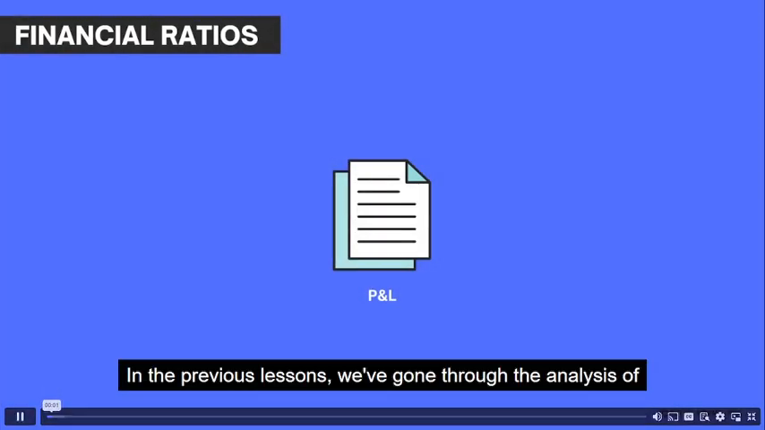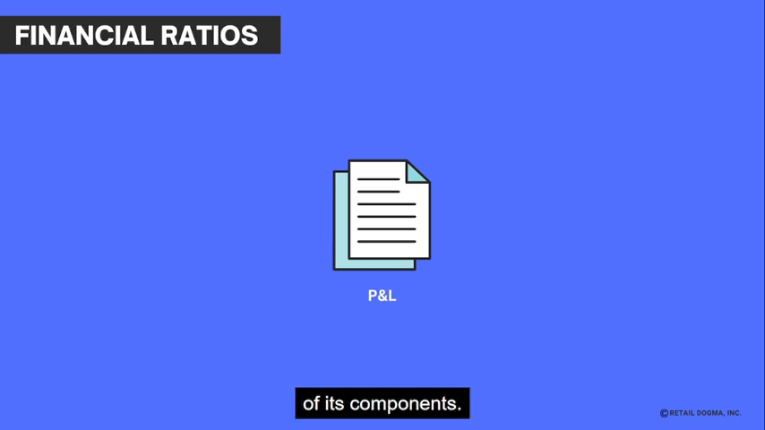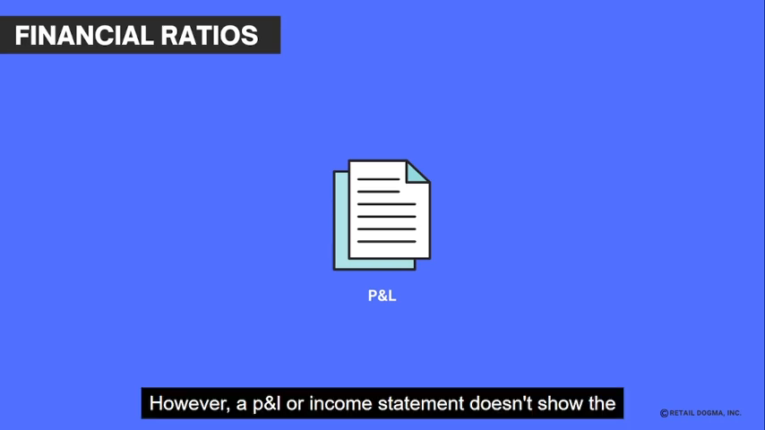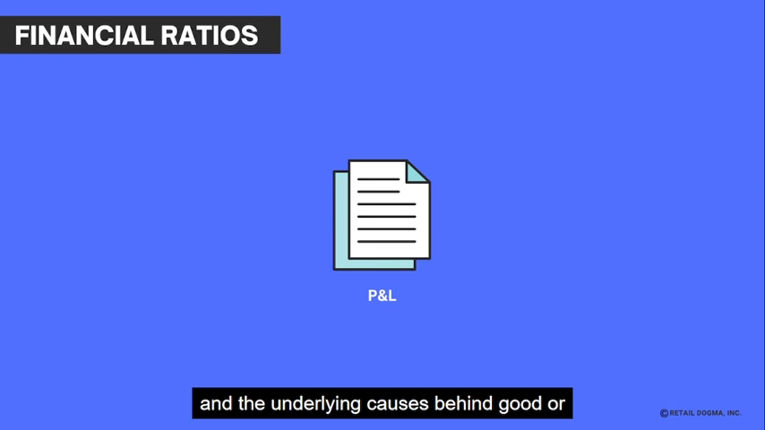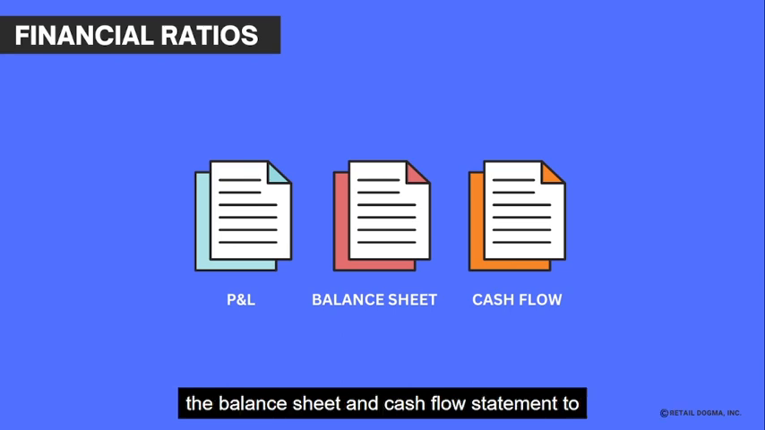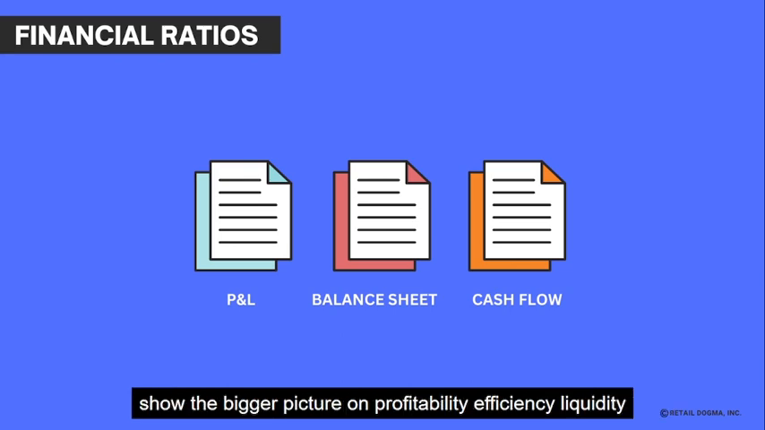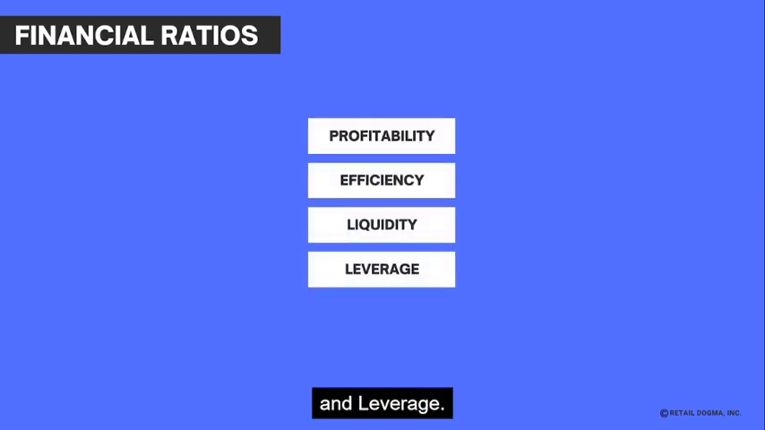In the previous lessons, we've gone through the analysis of the income statement of a retail business with all of its components. However, a P&L or income statement doesn't show the full picture of the business. It only gives a view over profitability and the underlying causes behind good or poor performance on this aspect. Other key financial ratios can be calculated from the income statement together with other financial statements, namely the balance sheet and cash flow statement, to show the bigger picture on profitability, efficiency, liquidity, and leverage.